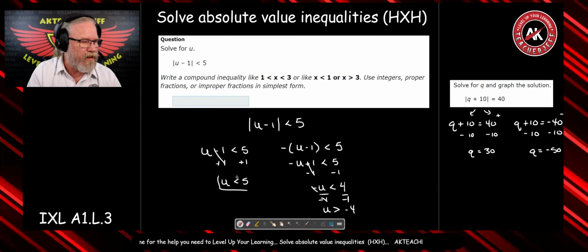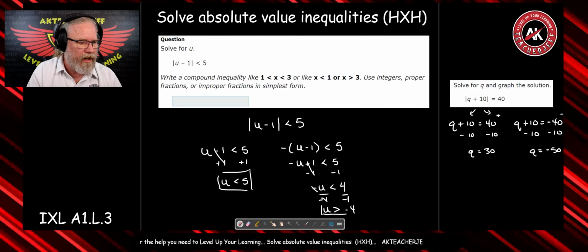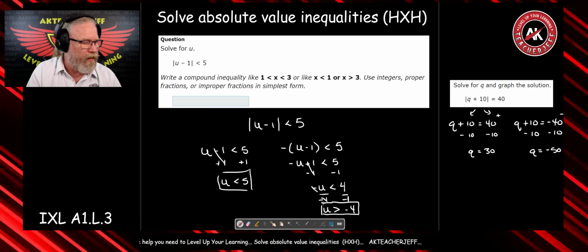So I now have two answers. U is less than 5. And the other answer, U is greater than negative 4.